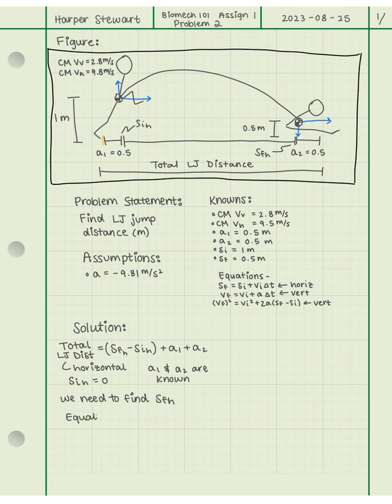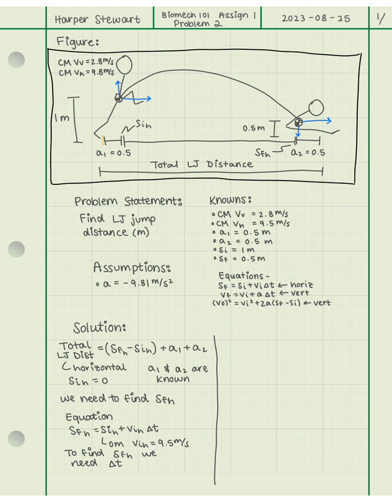So in order to find that, we're going to use the equation in the horizontal that we have in our equation list, and we can see from there that we know everything in this equation except for we need to find that final horizontal position of the center of mass, and we also need to know what the change in time is. So since we don't know two variables in that equation, we need to next figure out an equation that's going to help us get that change in time.